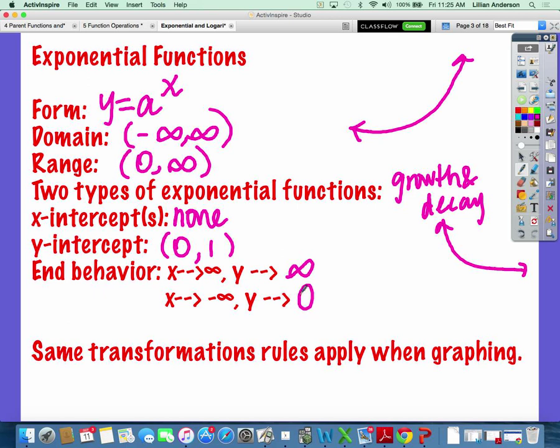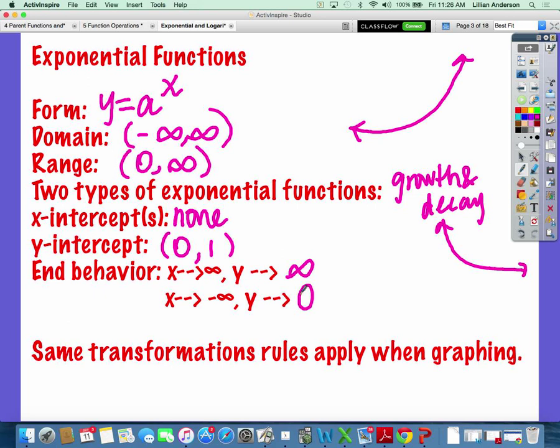These are the properties and features of your exponential functions, the graph. Do not forget that the transformation rules apply also when you're graphing. By transformations, I mean a translation to the left or to the right, up or down, a reflection over your x-axis or your y-axis, and a dilation, a horizontal or vertical stretch or shrink. Do not forget about those.